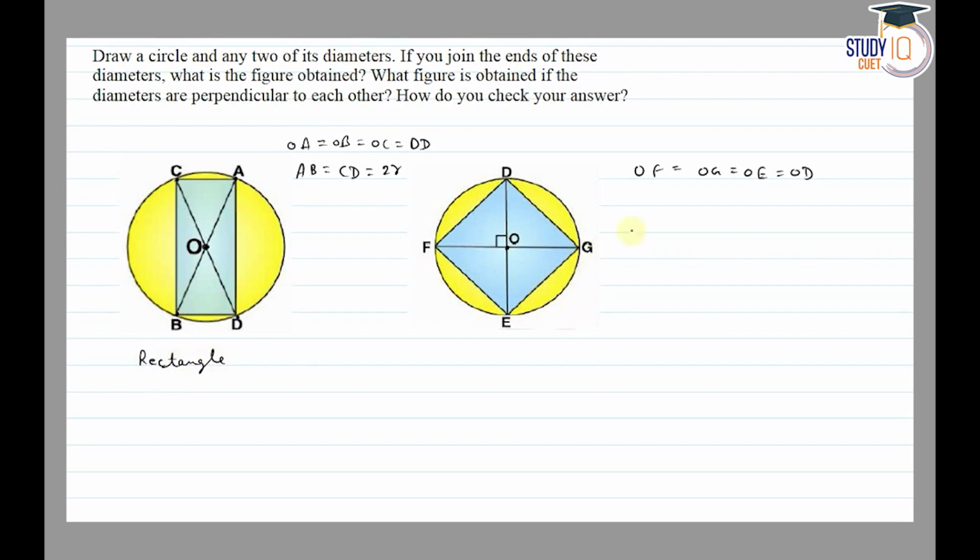And here diagonals are bisecting each other and equal, DE equal to FG equal to diameter, means 2 radius, and perpendicular to each other. So ये जगह हमारा square. Thank you.